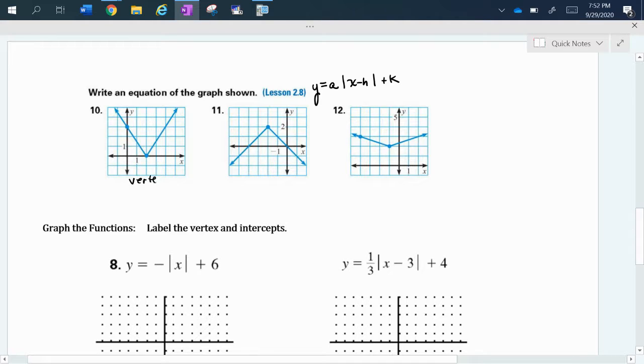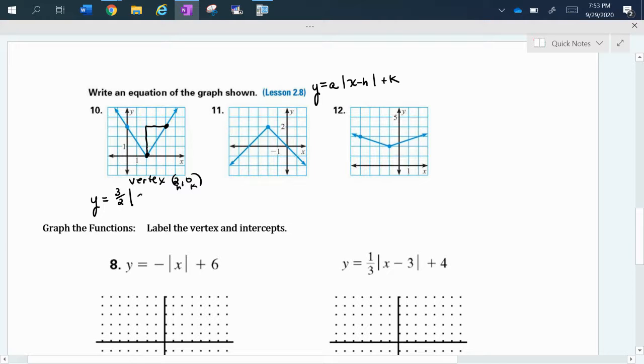So for each graph, we can state the vertex. For number 10, I see that the vertex is at 2, 0. So that tells me that my h is 2 and my k is 0. And then I know that I need my a. From the vertex, if I count up 3 and over 2, I get to another point on the graph. That tells me that my a is 3 over 2, positive 3 over 2 because the V opens up, and the slope of one of my rays is 3 over 2.